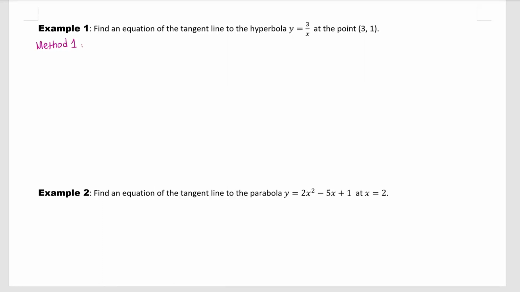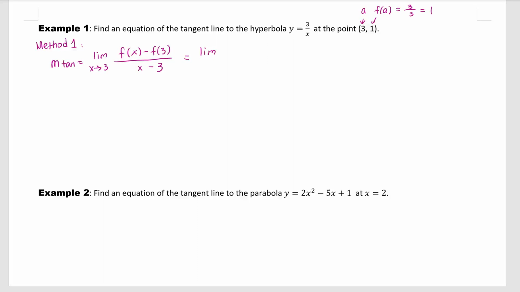Using the first expression, m tangent is the limit as x goes to a. So in this case, a is 3. Well, what is 1? 1 is actually f of a. What's f of a? It's 3 over a, which is 3, so it's 1, right? So x goes to 3, and then f of x minus f of a, which is 1, over x minus a, which is 3.